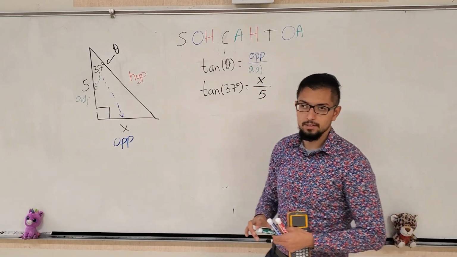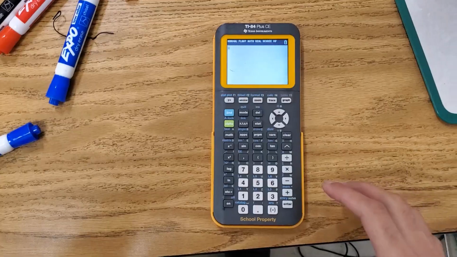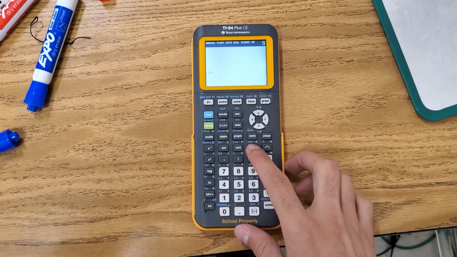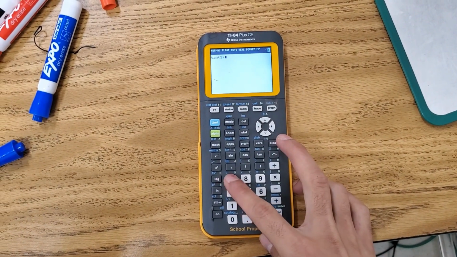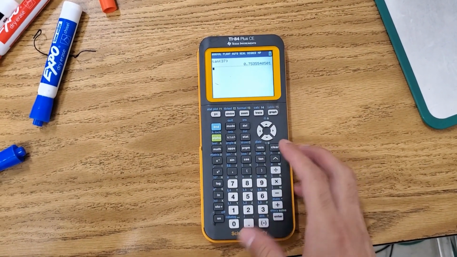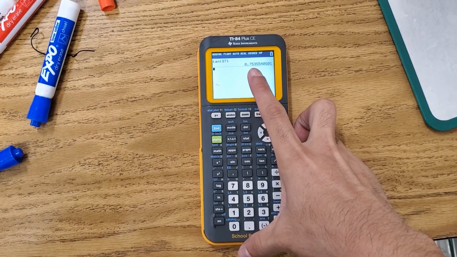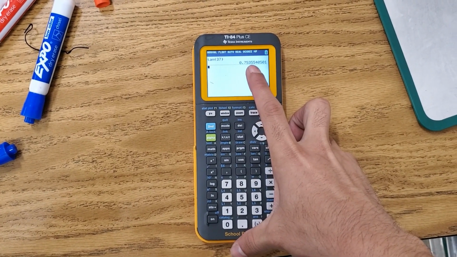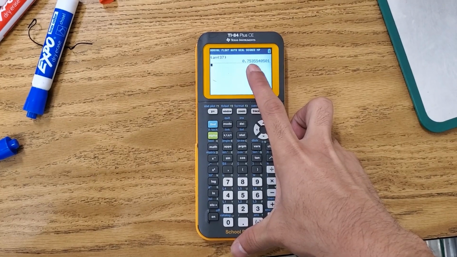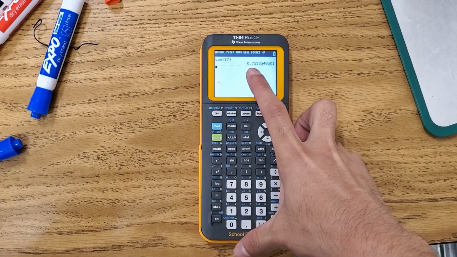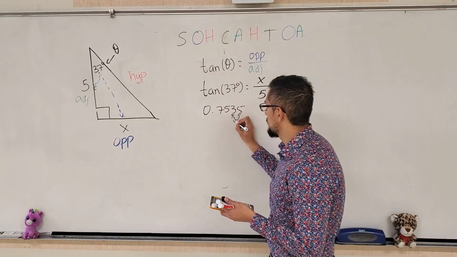This is where I need my calculator. I'm going to take out my calculator and plug in tangent of 37 degrees, and I get 0.7535. Since this is a 5 and the number next to it is a 3, I'm going to round up the 3 and make it 0.754.